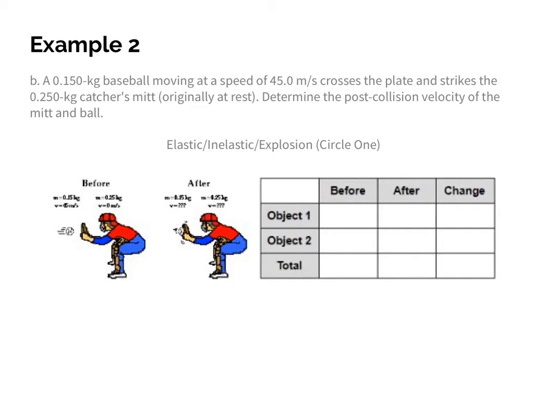So why don't you guys try this one on your own. We have a baseball moving at a certain speed, crosses the plate and strikes the catcher's mitt, which is originally at rest. It says determine the post-collision velocity of the ball and the mitt. So our goal is to fill out this table and determine the speed of the ball after the catch. So why don't you guys pause this and try this on your own.